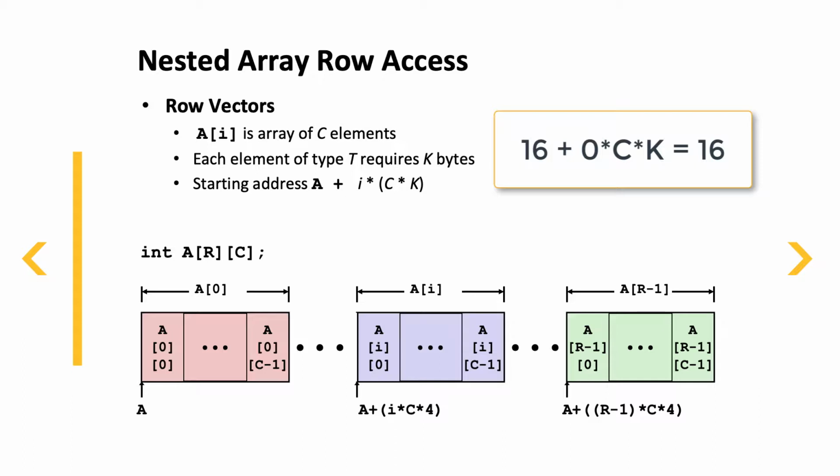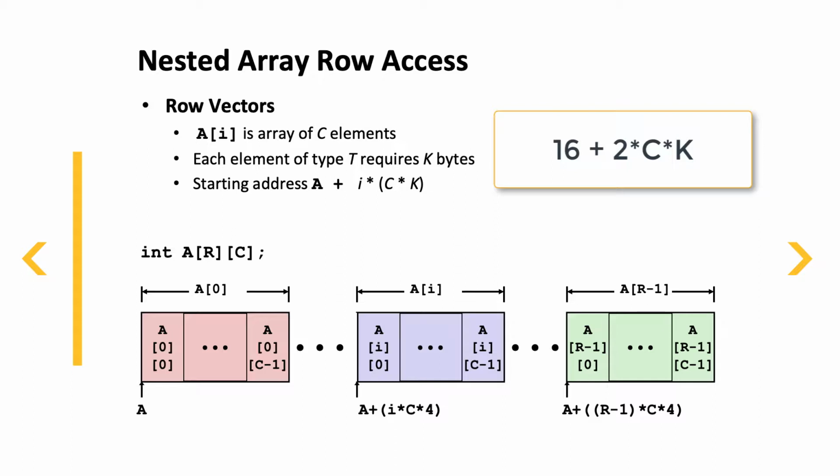Now, what if I want to go to row 2? Well, then I take my starting address of, well, let's stick with 16. If A, the whole array, starts at address 16, I take 16, I add 2 times C times K, right?